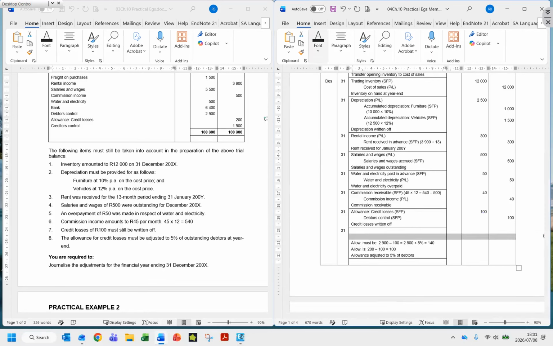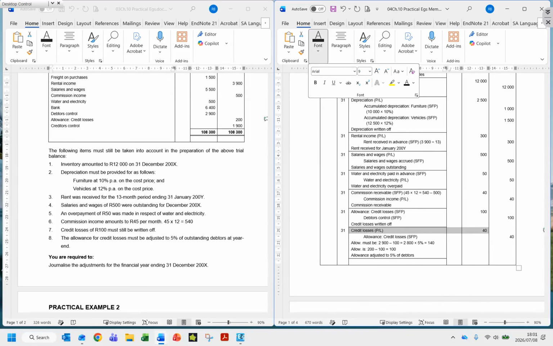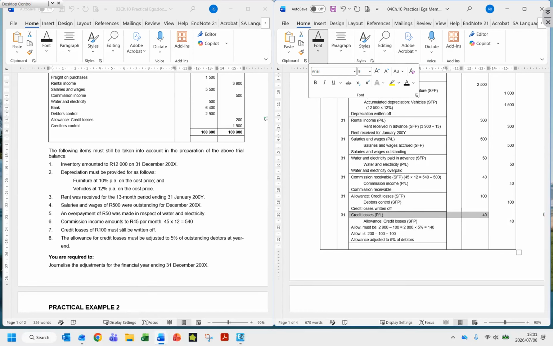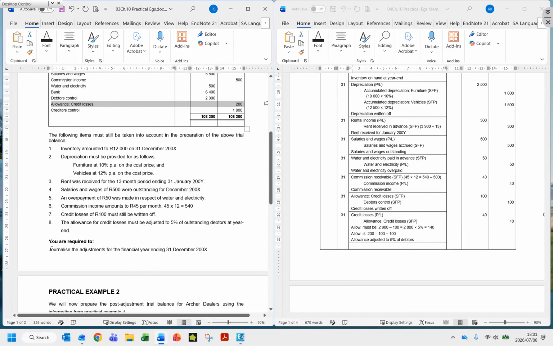To increase the allowance, you must credit the allowance with the 40 rand, and then your corresponding debit entry is then to debit credit losses, which is the expense which appears in the statement of profit or loss with the 40 rand. So that is how you increase an allowance. Debit the expense and credit the allowance for credit losses. And by doing all these journal entries, we have then answered what the question required, which is to journalize the adjustments for the financial year ending 31 December 200X.